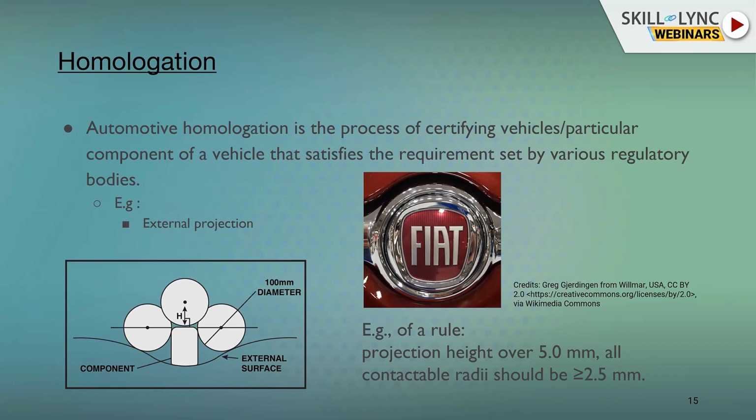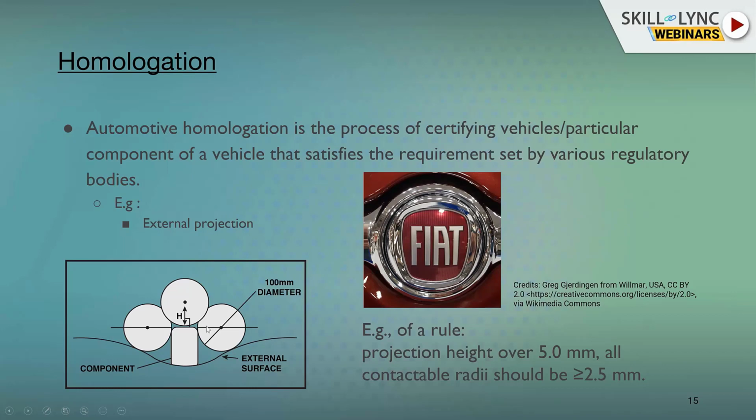Exterior projections are any object or component which is protruding outside of the vehicle surface. For example, any sort of logo or any curvature or exterior protrusion over the surface that might come in contact with pedestrians or cyclists certainly comes into the external projection category. I have displayed an image of a Fiat logo, which is considered an external projection.